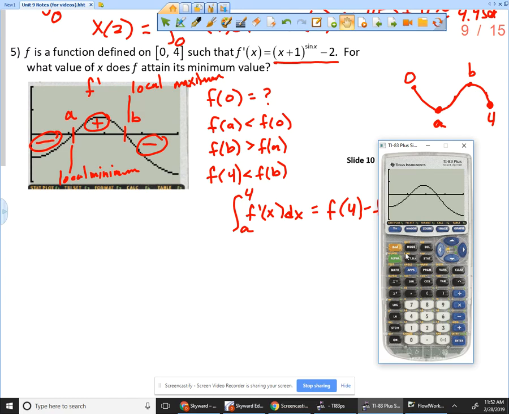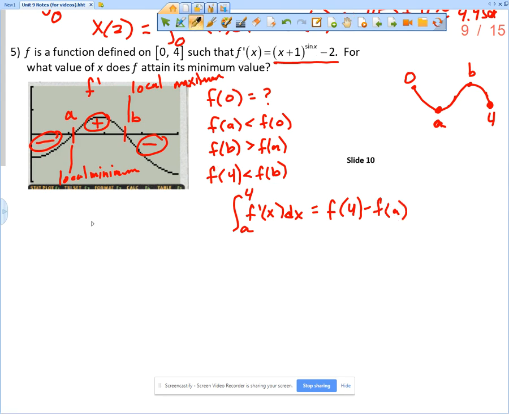On my graph, I'm going to do second trace, and I'm going to use the zero function. All right, so it says left bound, so I'm going to go all the way over here, right? And you could just type in a number, but all right, so over here, I'm on the left of that 0, enter. Then I need to go over, and all right, now I'm on the right of that 0. All right, there's only one 0 on the interval that I've selected, so just hit enter. All right, and so I get 1.142. All right, so I'm going to go back over here and say, okay, a is approximately 1.142.